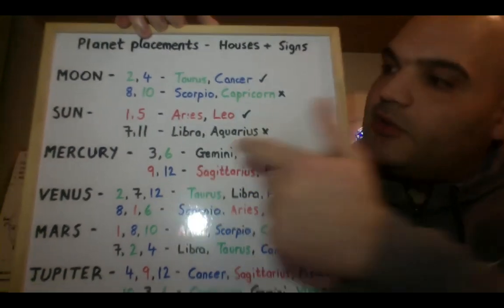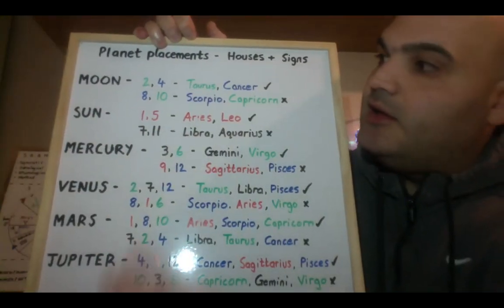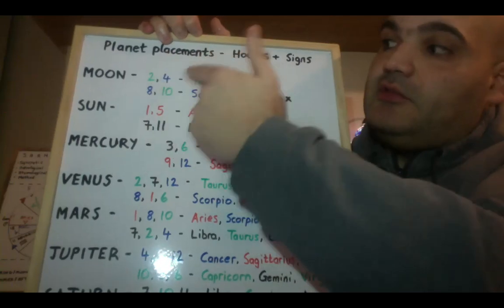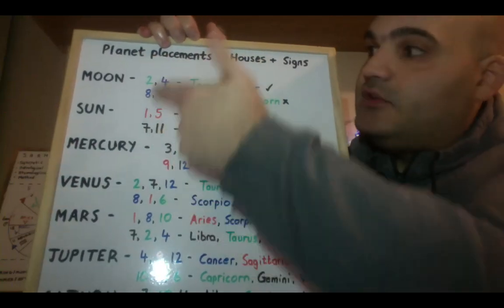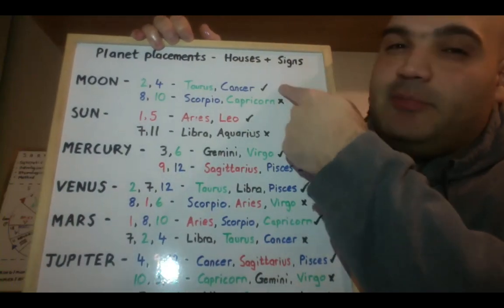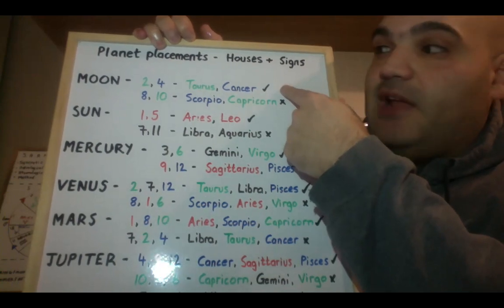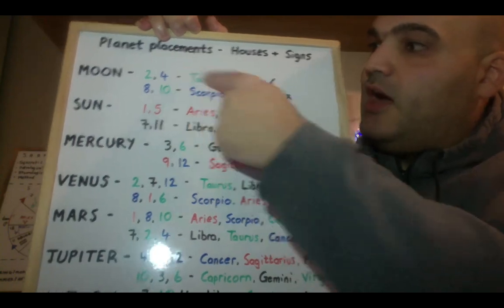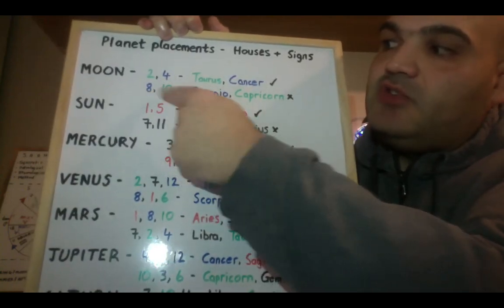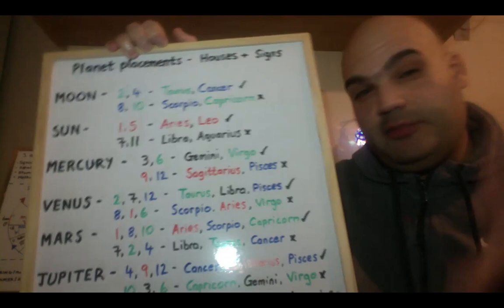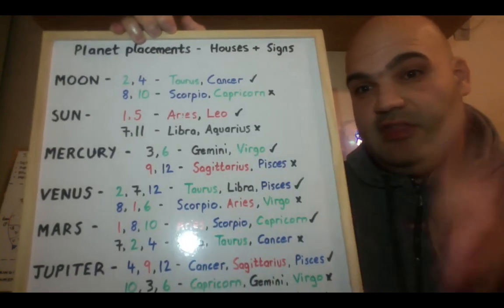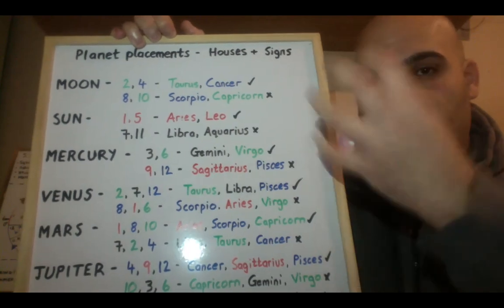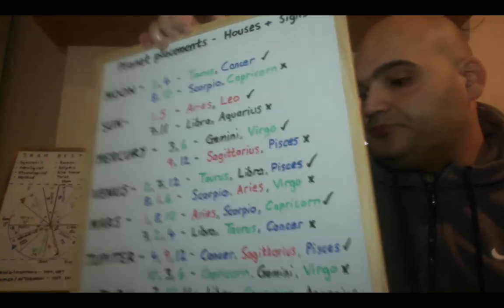So what we're going to do is look at each planet. There's two rows for each planet. This top row is the best placement for the planet. So these are the best houses the moon could be in, for example, and the best signs, and these are the worst houses and the worst signs. But that will be the next lesson, though the stuff I'm going to teach you today leads onto this.